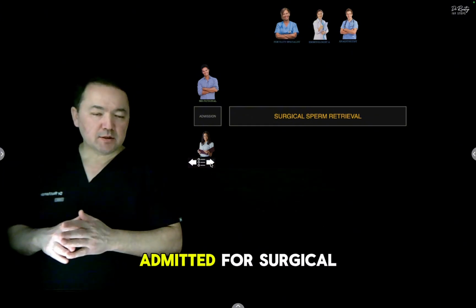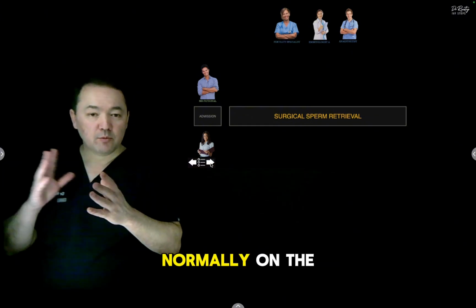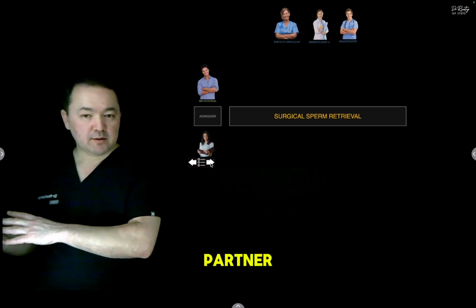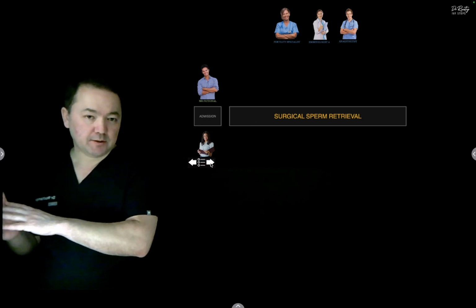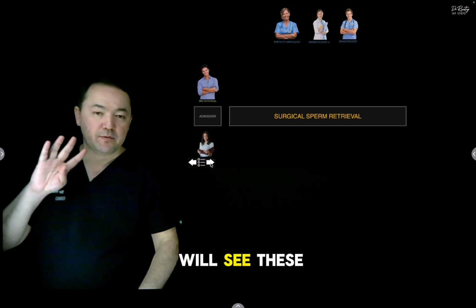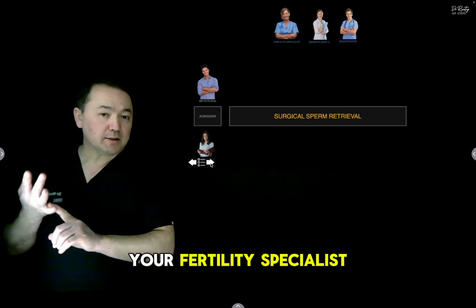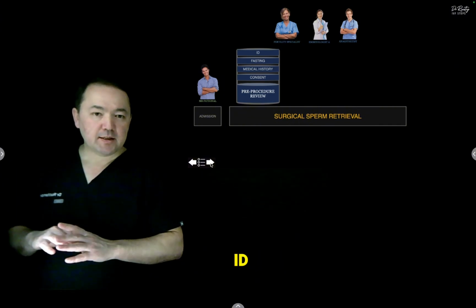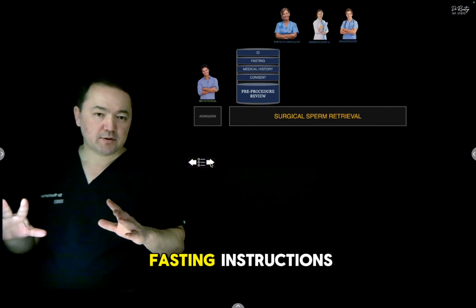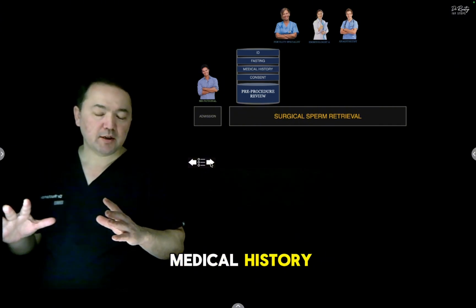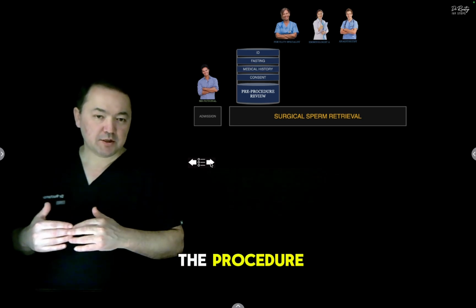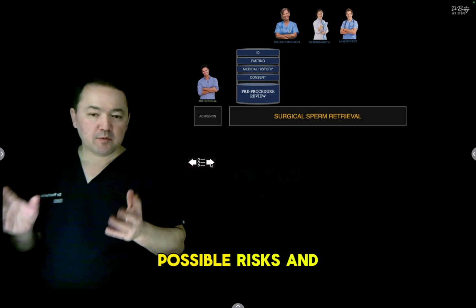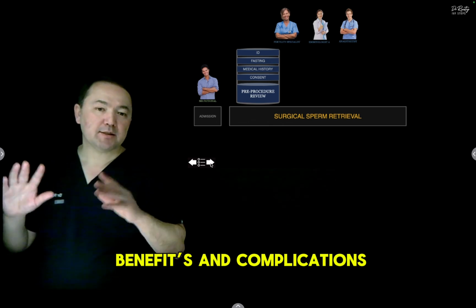You will get admitted for surgical sperm retrieval normally on the day when your partner will have a collection. At admission, you will see these 3 professionals: your fertility specialist, your embryologist, and your anesthetist. They check your ID and that you followed fasting instructions. They check your medical history. Then they consent you for the procedure. They will explain the procedure, possible risks and benefits and complications.